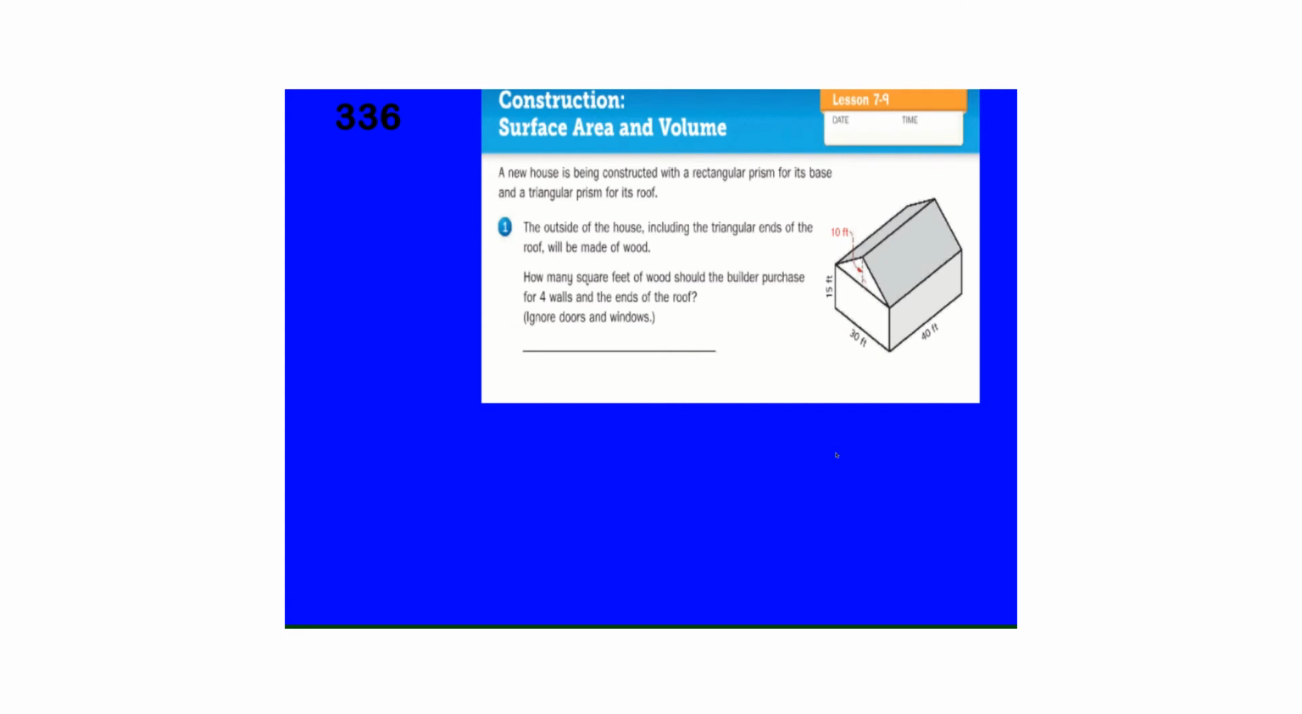Okay, so basically they want to know the surface area. And since it is a house, don't forget that whatever the house is sitting on, the dirt, the ground, the cement, the concrete, you don't have to figure that part out. So it's the 4 sides of the building, the 2 rectangles for the roof, and the 2 triangles for the roof. So pause and figure out that surface area.